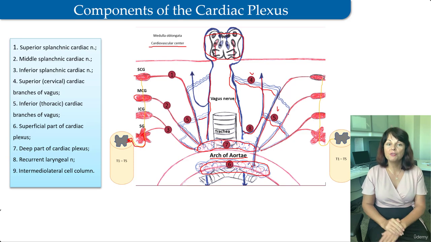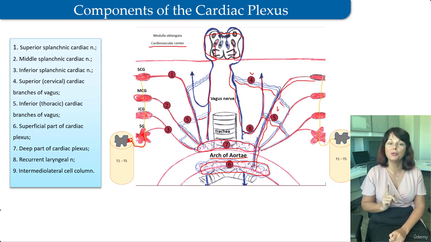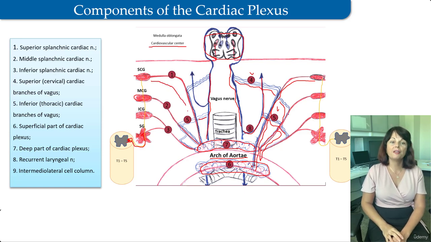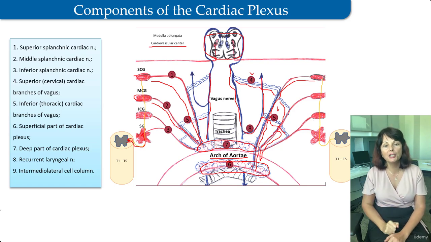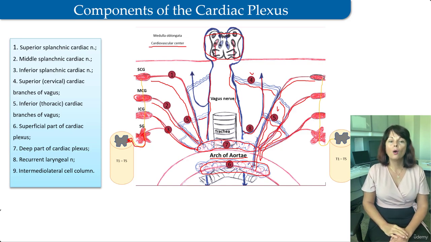The superficial part of the cardiac plexus is formed by the left superior splanchnic cardiac nerve and by both left parasympathetic cardiac branches. The deep part of the cardiac plexus is formed by the right superior, middle, and inferior splanchnic cardiac nerves, and by the left middle and inferior splanchnic cardiac nerves. All parasympathetic cardiac branches of the vagus and recurrent laryngeal nerve join this plexus.